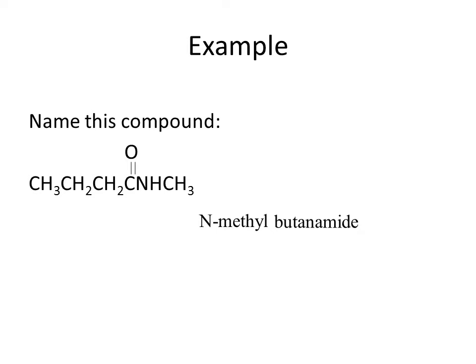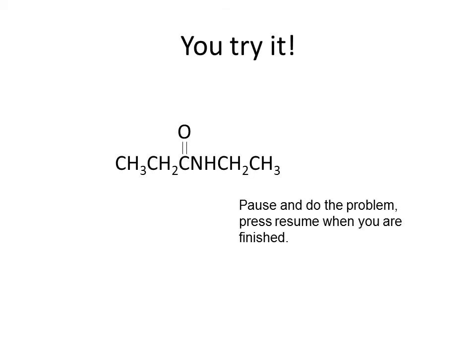Here's an example. The acid portion of this molecule is the portion that has the carbonyl in it. There are 4 carbons in the acid portion, so we call that butanoic acid. To change it to the amide, we would call it butanamide. The nitrogen has a methyl group attached to it, so we call it N-methyl butanamide. Go ahead and try to name this compound in a similar way, and check your answer when you're through.